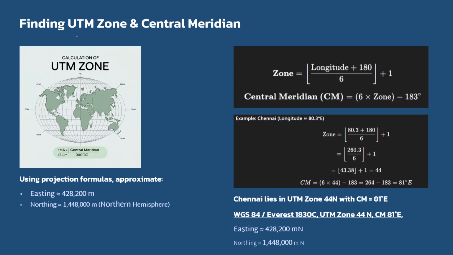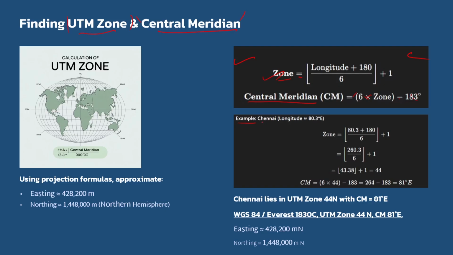Now, finding the UTM zones and central meridian. In order to find the UTM zone and the central meridian, you have to use these formulas. Zone equals (longitude plus 180) divided by 6, plus 1. That is for identifying the zone. For the central meridian, the formula is 6 times zone minus 183 degree.